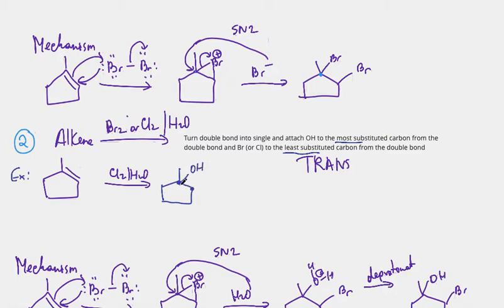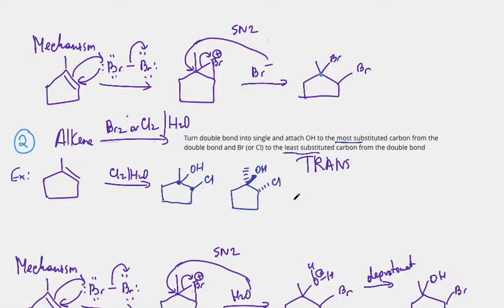This carbon is attached to only 2 carbons, so it's less substituted. And my Cl will go here. Again, stereochemistry is trans, so if you want to show stereochemistry, you can show your OH wedged, and you can show your Cl dashed. And since OH is wedged here, my methyl group will be dashed.